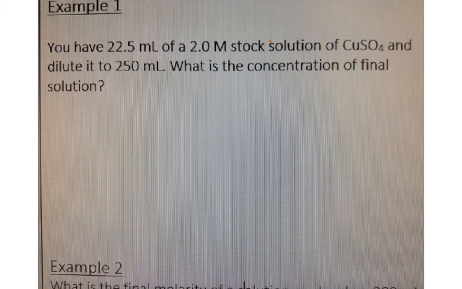stock solution go together, I am going to label those in my brown color. So we've got our volume 1 and our molarity 1, okay? And then I know that I'm diluting it to 250 milliliters, which is a volume unit, so there's volume 2. And then it asks for concentration, so I am going to figure out what M2 is.